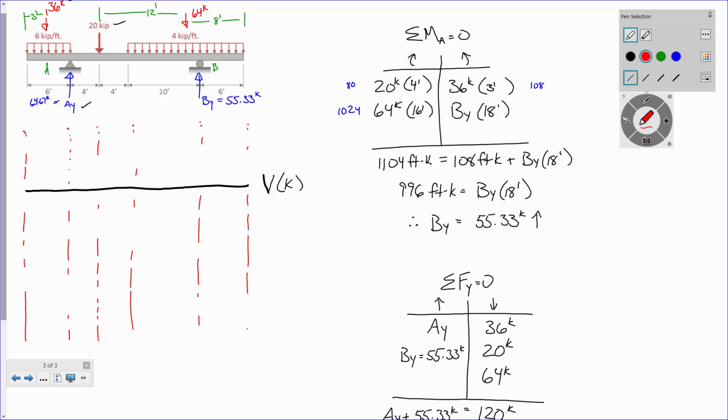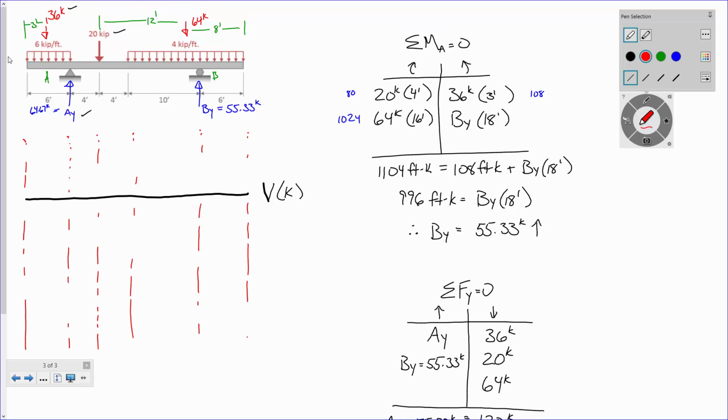And what Jacob said was exactly right. This 36 kips and those 64 kips, I created those to make the moment calculation easier, but in the end they don't exist. So for clarity's sake, I should probably erase all of this, because that's not really going on.